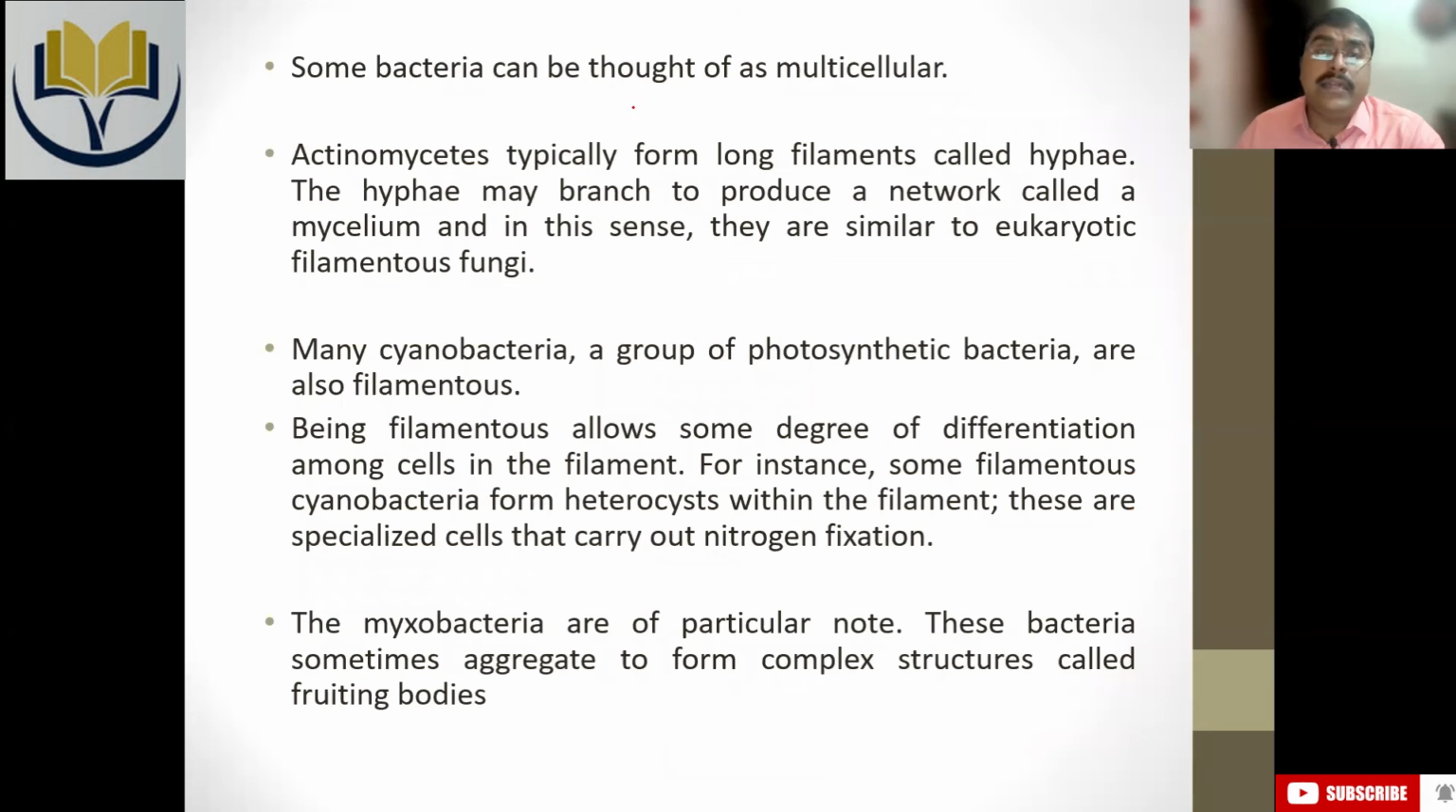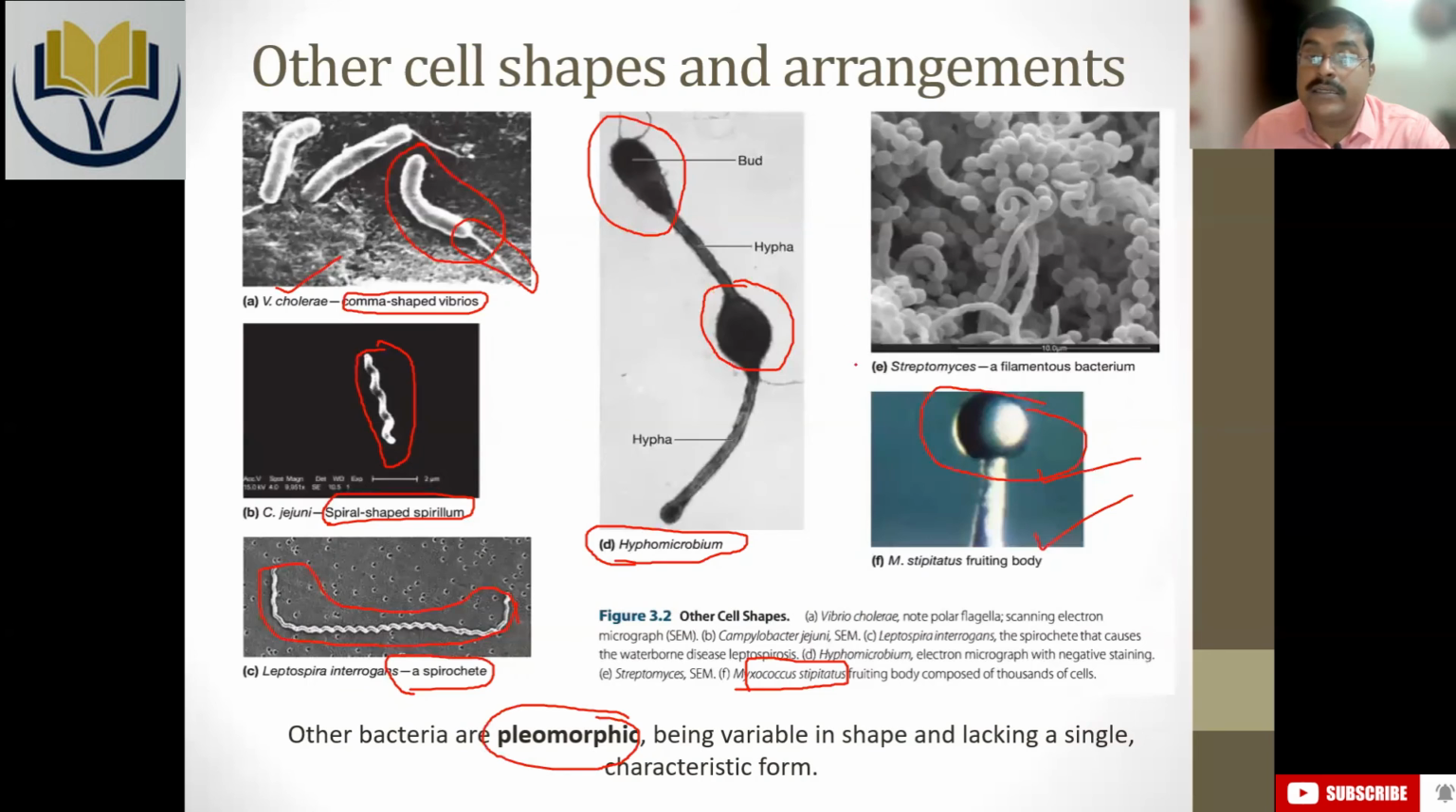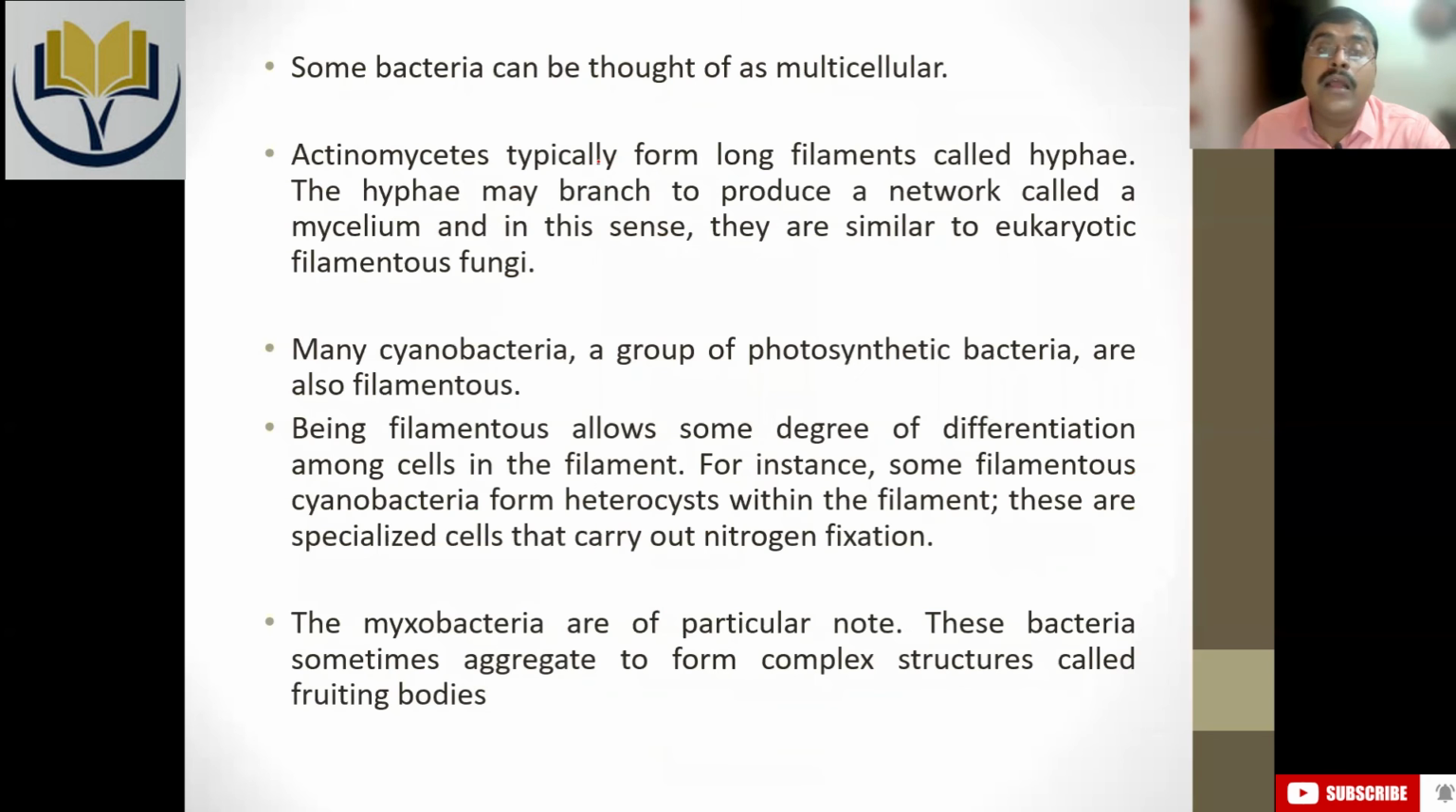Now, some bacteria can be thought of as multicellular, like I have already told you in the case of the actinomycetes. Streptomyces is a class of actinomycetes bacteria. They have long filaments, which are known as hyphae. They initially look very similar to the eukaryotic fungi, but they are not like that.